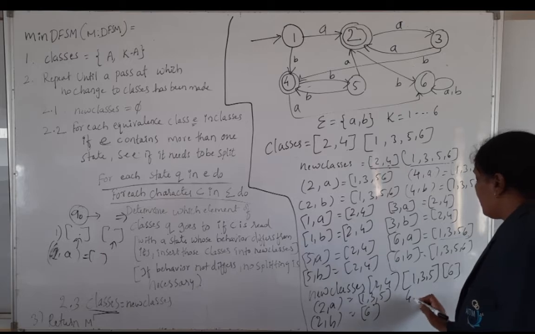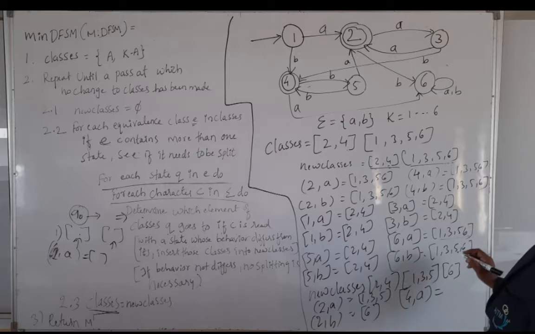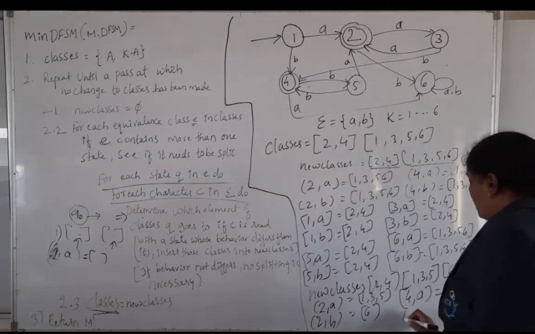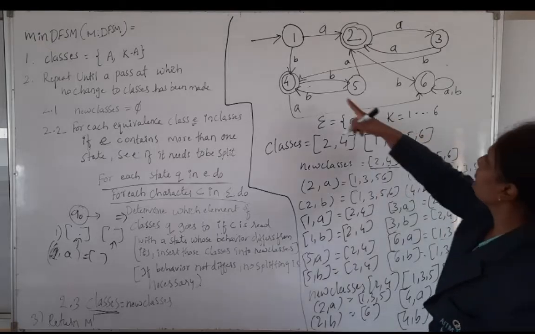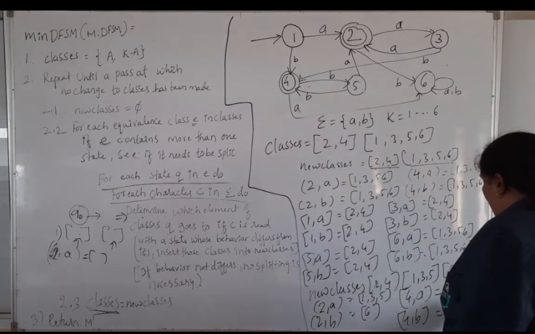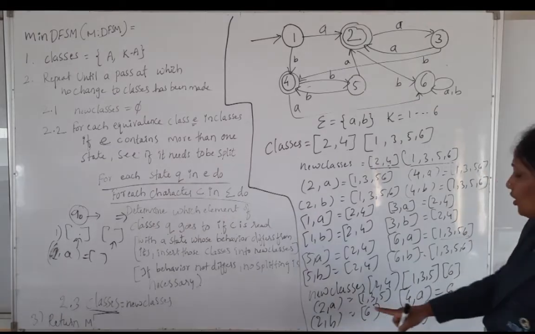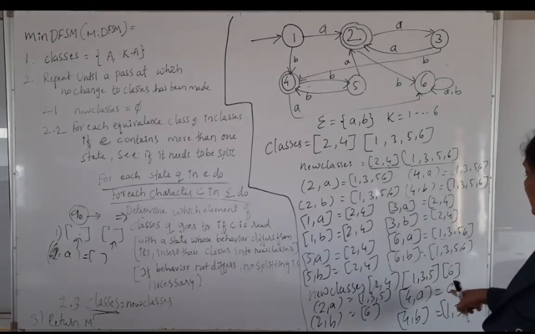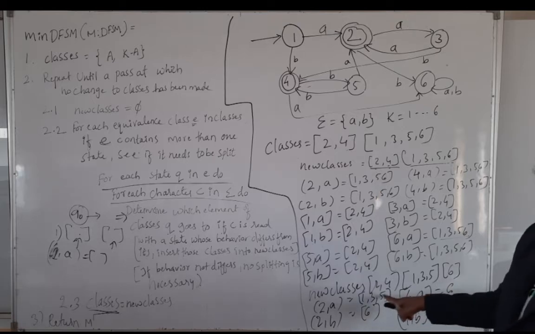Next, take the next member of the class, so that is 4. 4 of A, where you are going to reach? 4 of A, you are going to reach 6, and 4 of B, where you are going to reach? You are going to reach 5, where 5 is a member of this group 1 3 5. Now check out 2 of A, you are reaching the 1 3 5 class, and 4 of A you are reaching the 6 class. So these are the distinguishable classes, these are not the same.